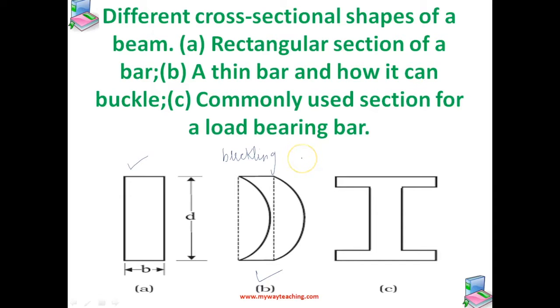So, to avoid this, a common compromise in the cross sectional shape is made, and that is shown in this figure C. Commonly used selection for a load bearing bar. This section provides a large load bearing surface and enough depth to prevent bending. So this shape reduces the weight of the beam without sacrificing the strength, and hence it even reduces the cost.